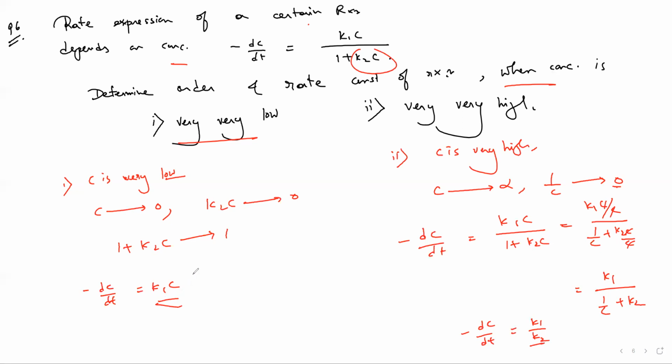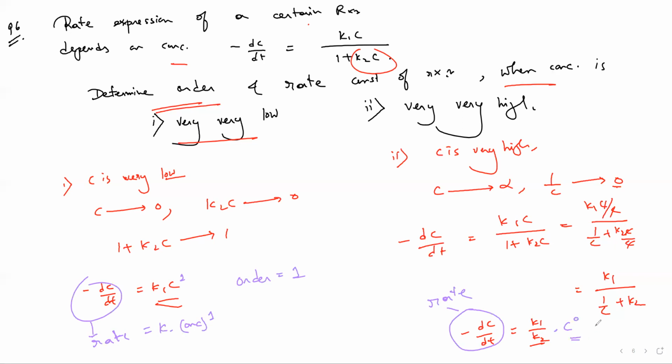Now in this case, how can you find out order? Concentration to the power what? Nothing is given means concentration to the power 1. And this one is a rate. So rate equals K, the rate constant, into concentration to the power 1. So order is 1. In this case, dC by dt equals rate. Nothing is given, we can write C to the power 0. C to the power 0 means 1. So this 0 should be the order of reaction. So here order is 0.